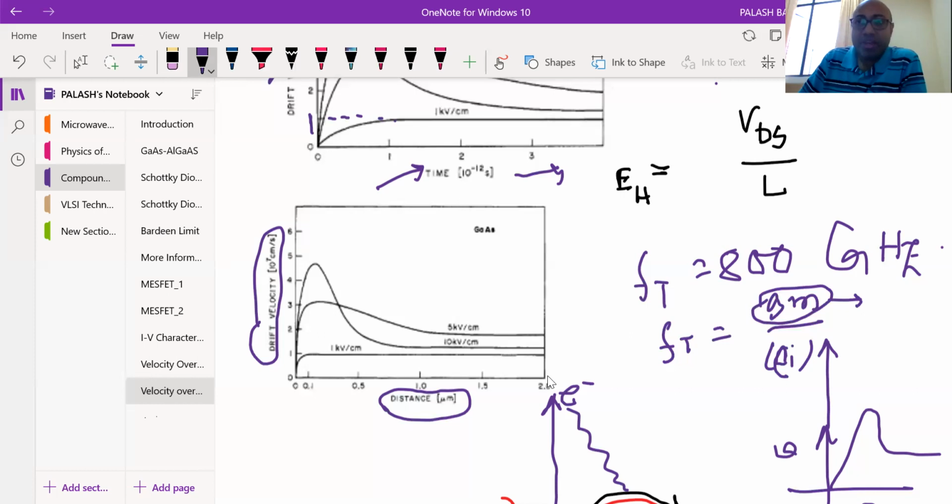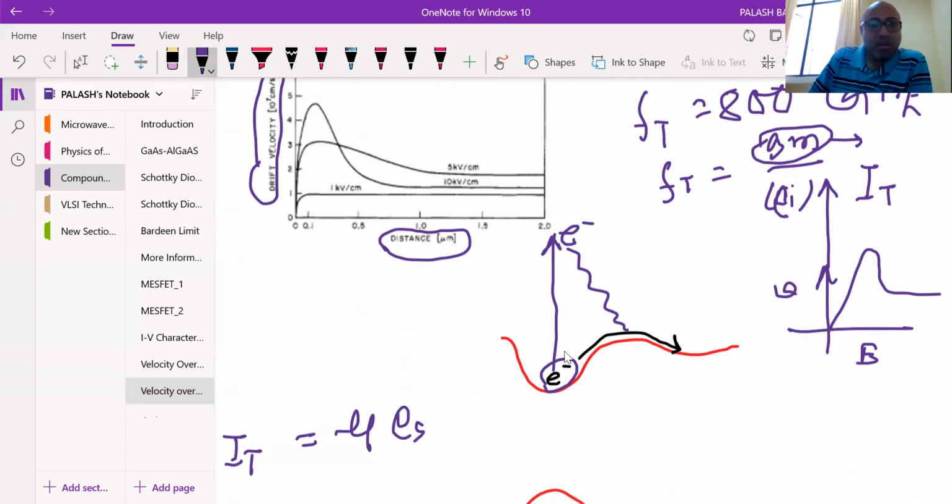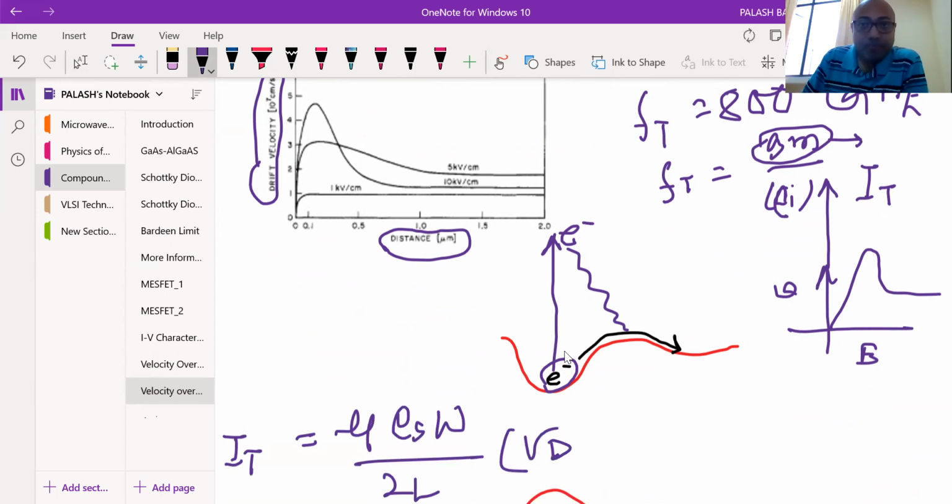Once you have fixed your GM, you have to fix the current range you have to get, IT total. The current IT is given by mu CS W over L, and so on, if it is in saturation. All these things you can calculate. So you need to have mu, that is 8,500 centimeters squared per volt second at the moment.